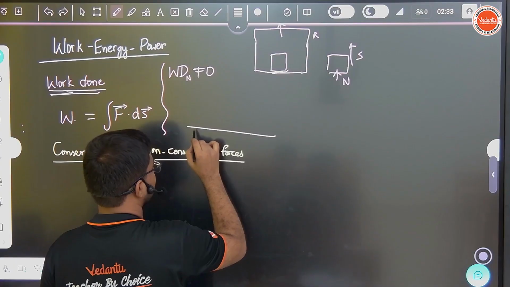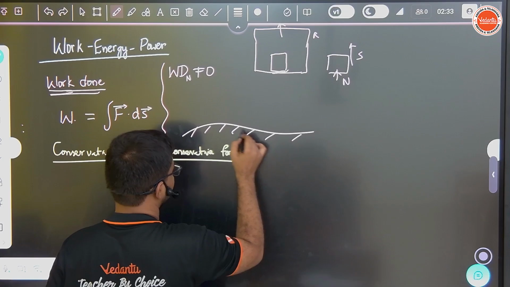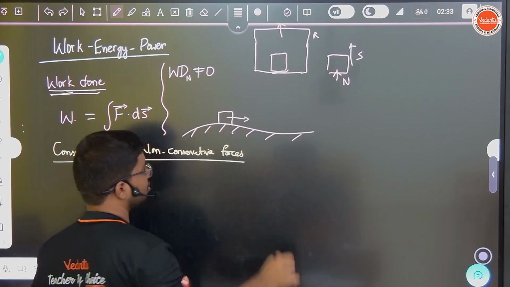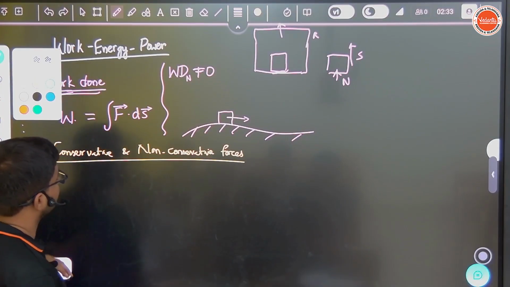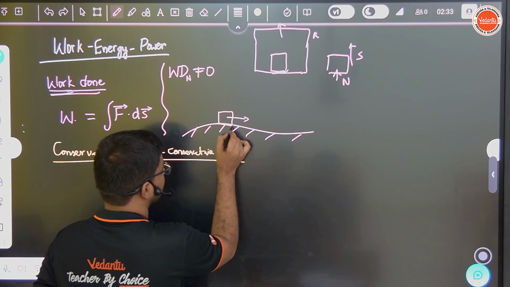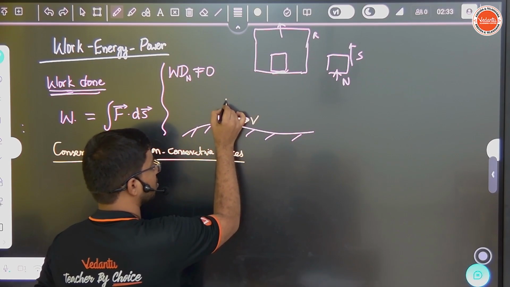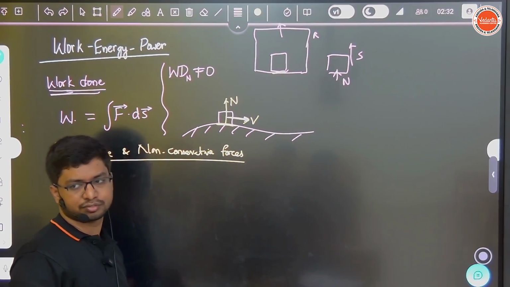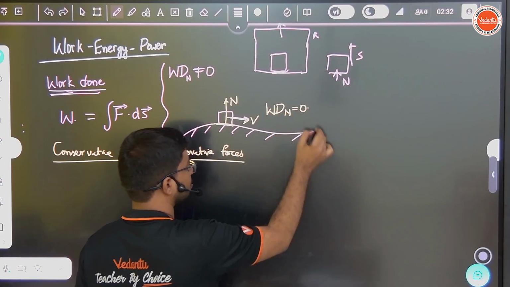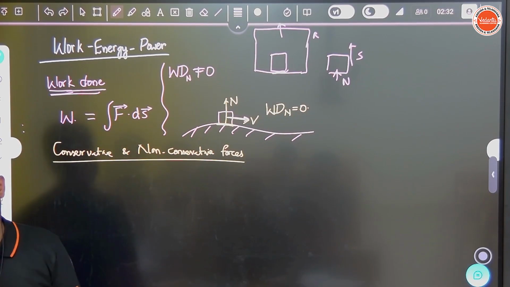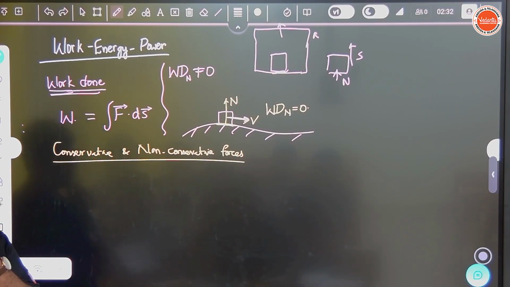But let us say you take any particular surface, and an object is moving on that surface. Then in that case, you can see that at any instant, velocity is tangential to this particular surface, and your normal reaction is perpendicular to it, right? And in such cases, your work done by normal reaction is equal to 0. Understood? Right?